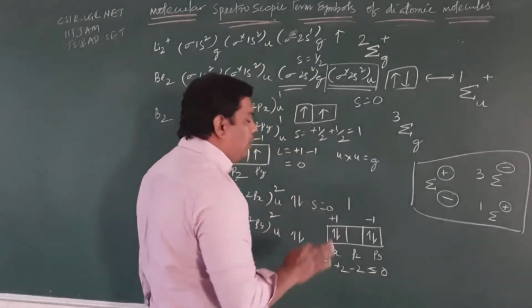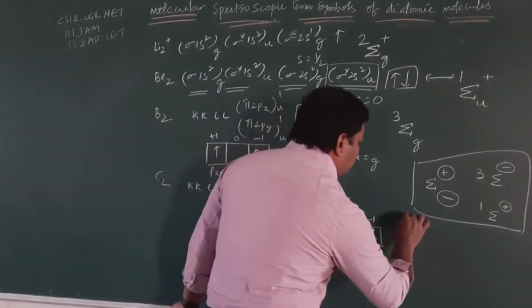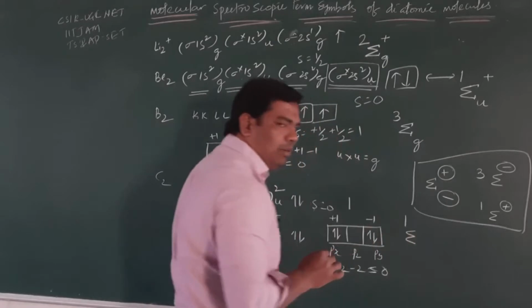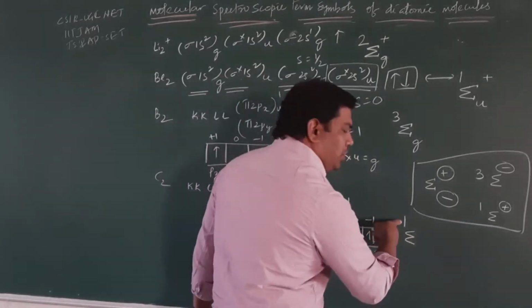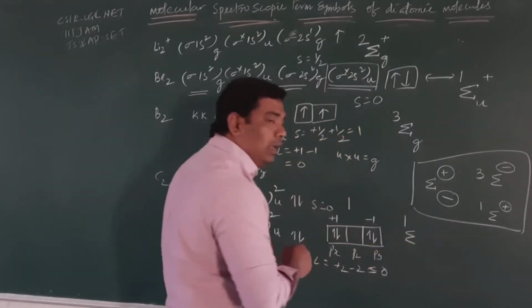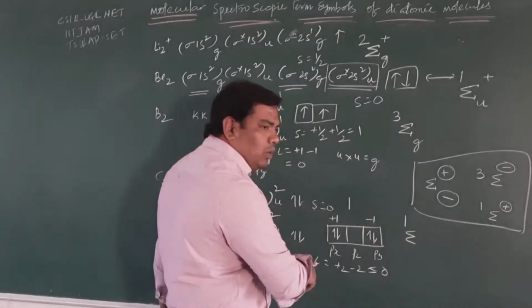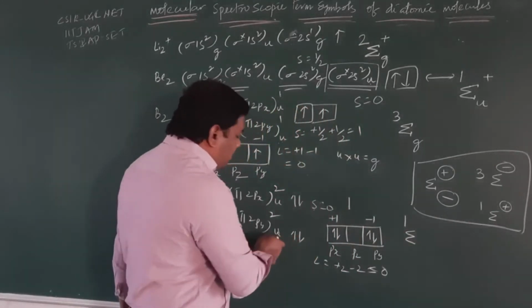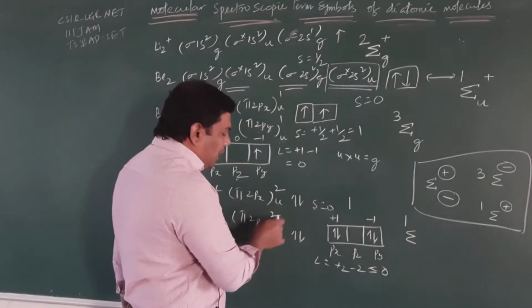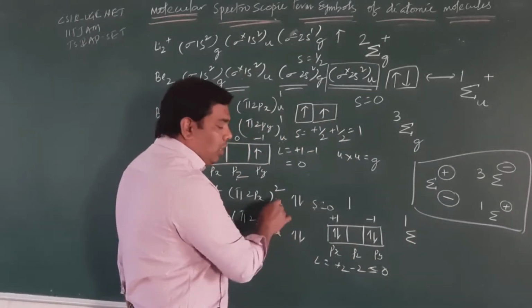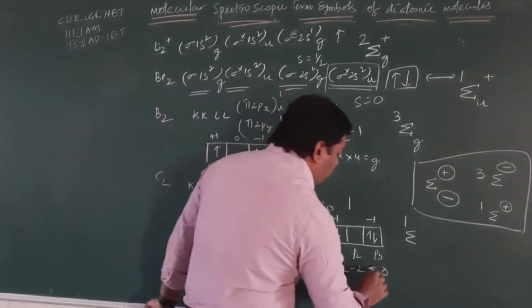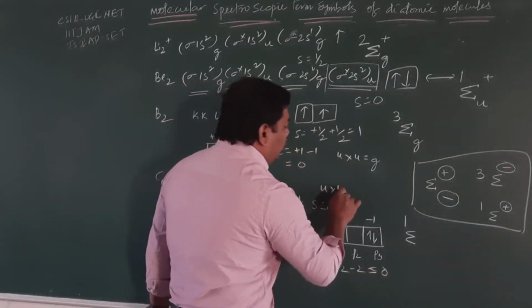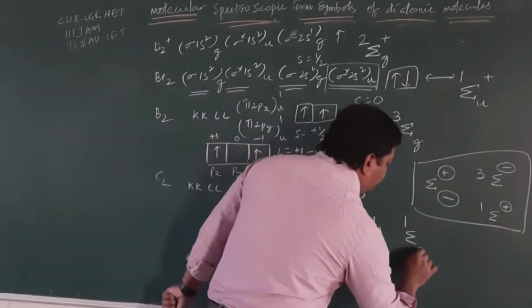Clear, student? Right. So what is the term symbol? What is the spin multiplicity? The spin multiplicity is 1. What is the term symbol? Sigma. Why? Because the L value is equal to 0. Then, since the electrons are present in the orbital, we will write the subscript G or U. So here U into U, and U into U is equal to G, right?